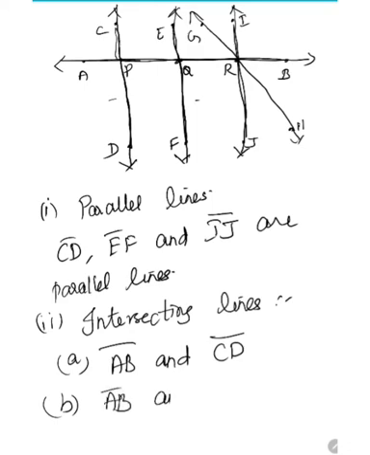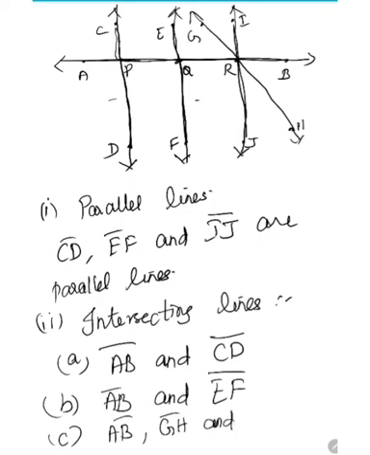The third one is, we can take the intersecting lines AB, GH and also we can take IJ. AB, GH and IJ. These are all called intersecting lines.